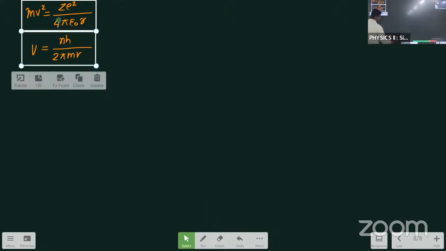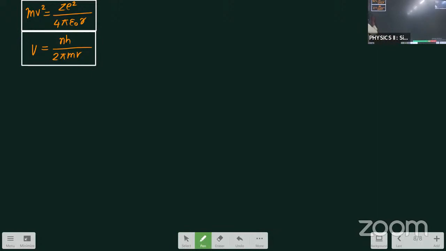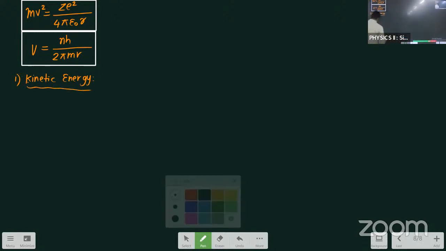Now carefully see here. First of all, we are going to derive the expression for kinetic energy. I hope everyone knows the formula for kinetic energy. A small student can also answer this one. What is the formula for kinetic energy? Kinetic energy K is equal to 1 by 2 mv square. What is the value of mv square?